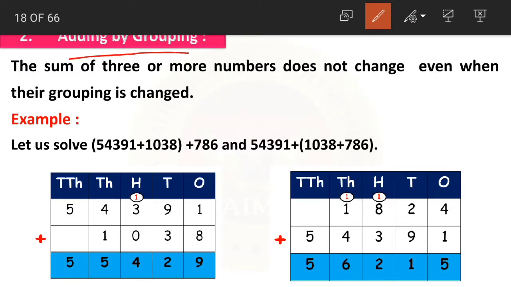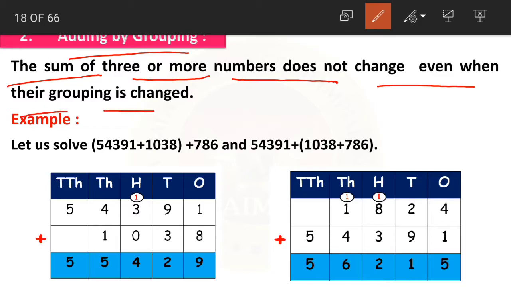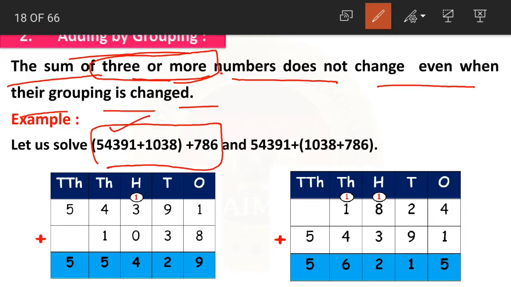Now what is this property? The sum of three or more numbers does not change even when their grouping is changed. Yes, here we are having three or more numbers. See, here we are having three numbers: 54,391, 1038, 786. The sum of these three numbers does not change even when their grouping is changed.